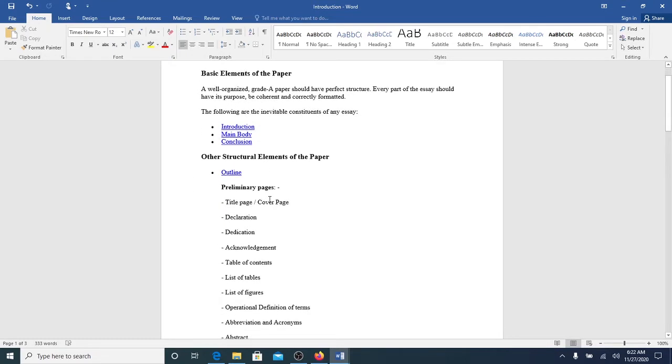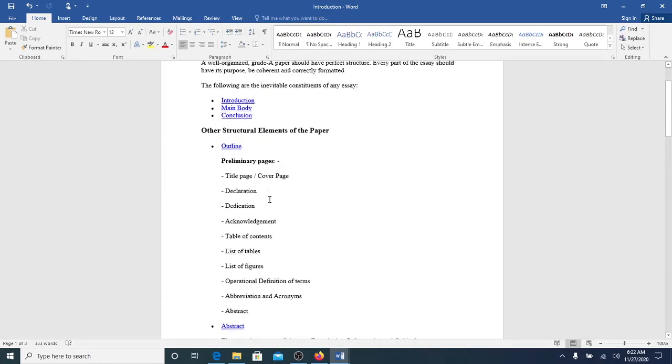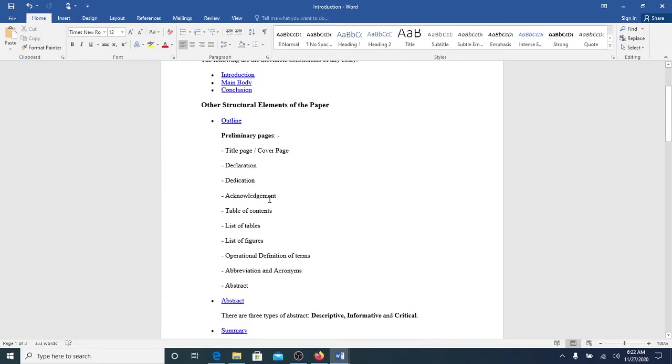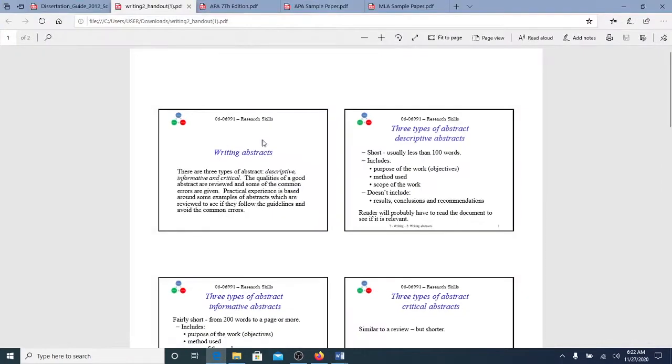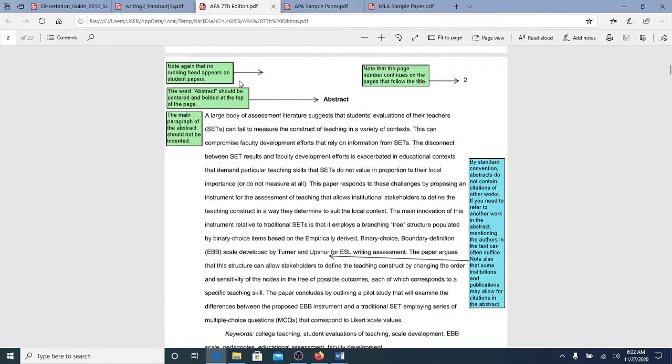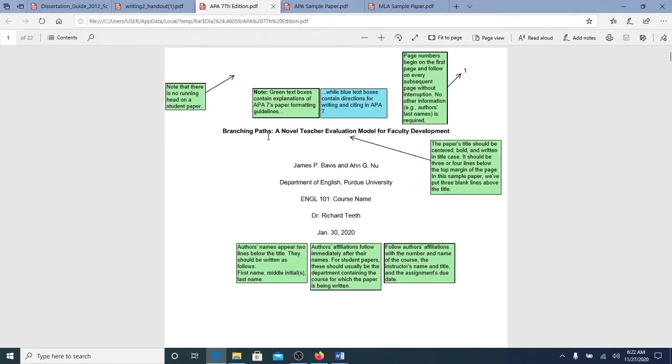Every paper has preliminary pages. Preliminary pages are the pages that come before the introduction. This could either be a cover page or a title page. For instance, when you are writing an APA paper, an APA paper has a cover page. A cover page or a title page is the first page that contains the title of the paper, your names, institution, and the rest.